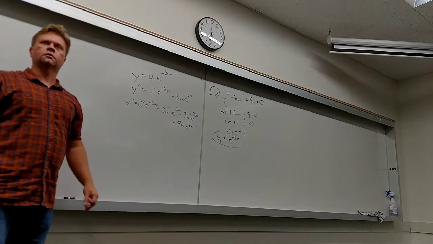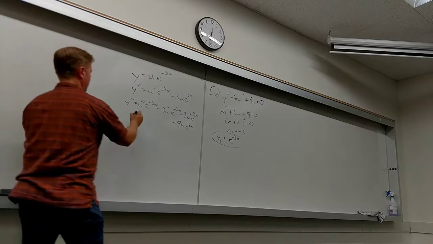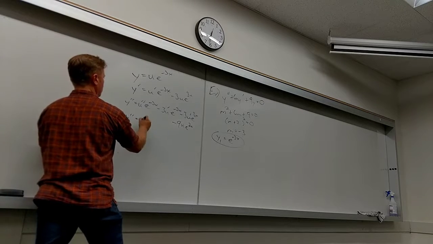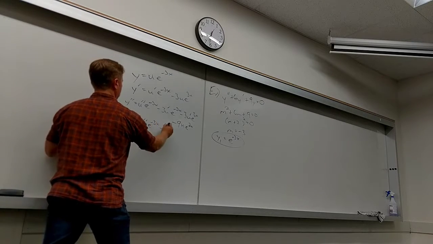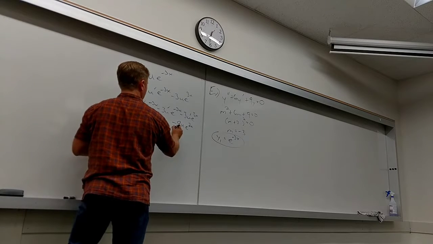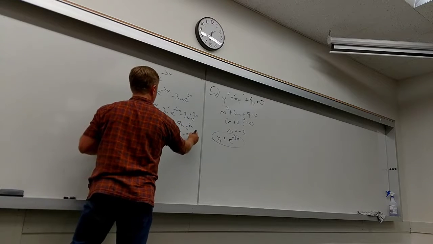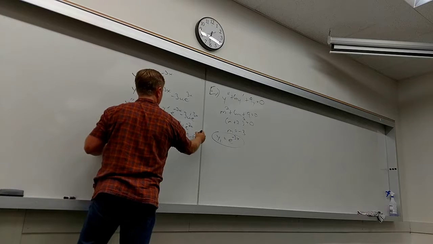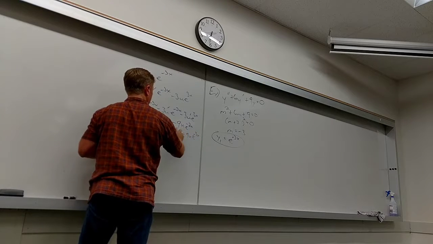So then I get y double prime equals u double prime e to the negative 3x minus 6u prime e to the negative 3x plus 9u e to the negative 3x.